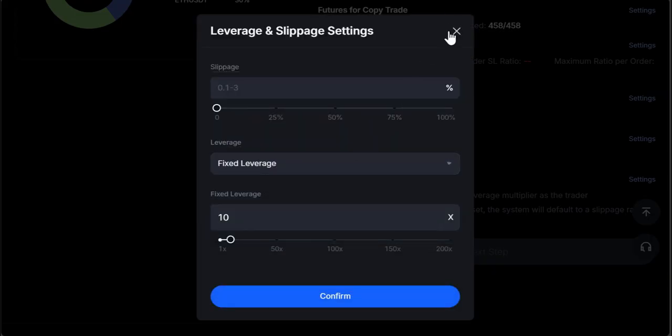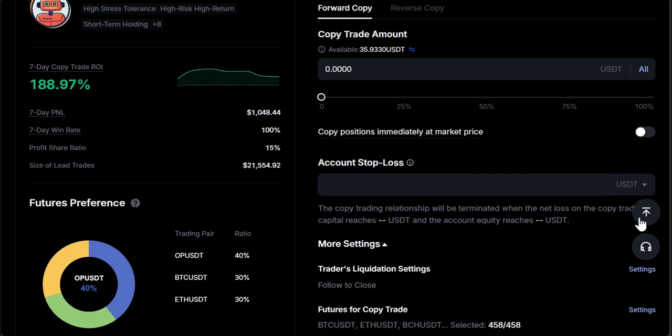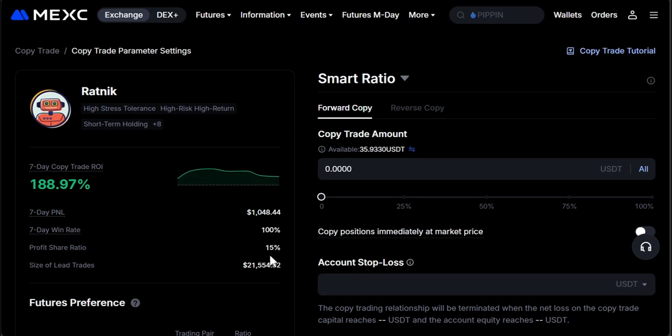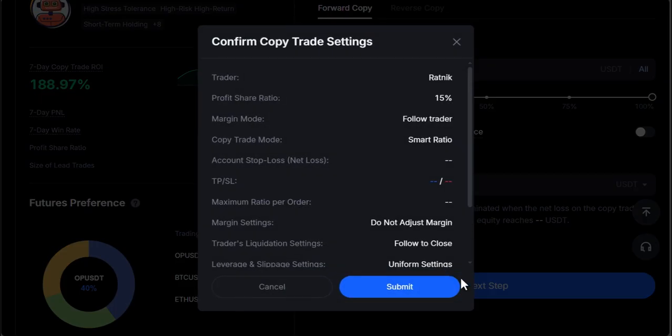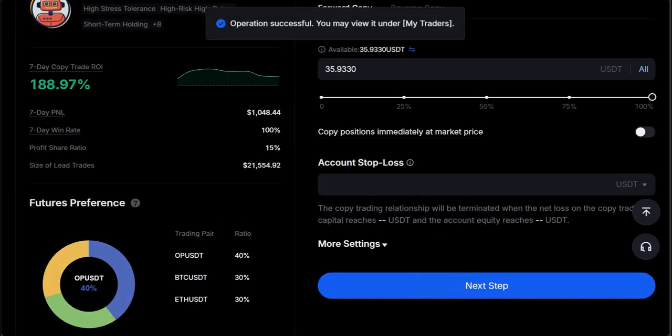On the left side of the screen, you can see the overview of the trader's profile. Here, you can see the 7-day PNL, win rate, token preference, and profit sharing ratio, which is usually between 10 to 20%. This is what the trader earns from your profits. For example, if your trader makes $100 and the profit share is 10%. They keep $10 and you keep $90. Once everything looks correct, click next step and submit. Your copy trade is now live.